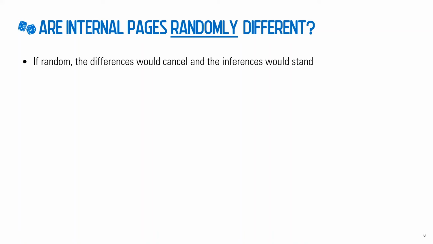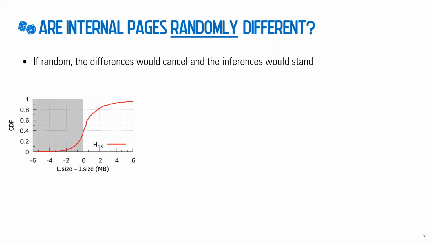If those differences are random, then they would cancel each other out, and the inferences we draw from just measuring the landing page would stand for the internal pages as well. To answer this question, we use the main experiment described in slide 6. For the 1000 websites in H1K, we get the median size of the 19 internal pages and denote it as i.size, and we subtract it from the median size of the landing page. A negative value then indicates that the landing page had a smaller size than the median size of the internal pages, and a positive value indicates that the landing page had a bigger size.